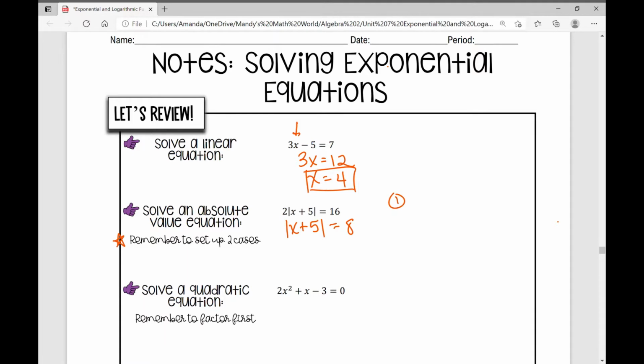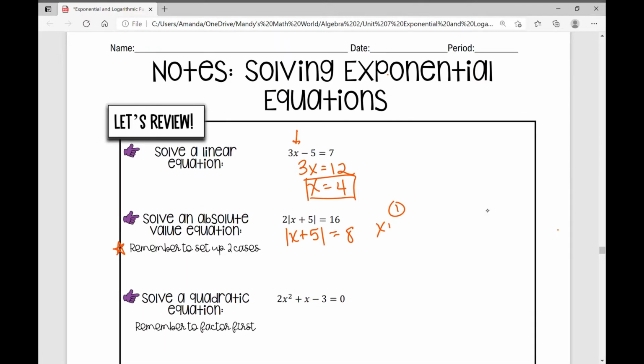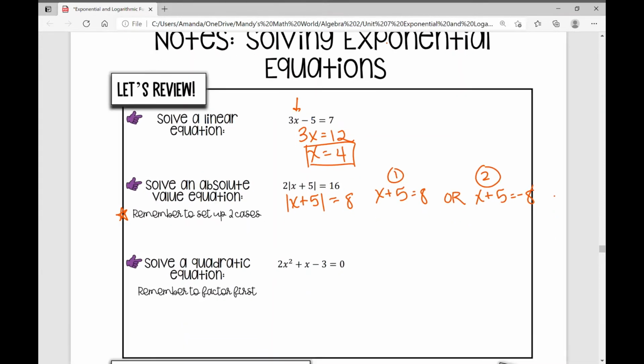Okay, the first case is going to be x plus 5 equals 8. And the second case is going to be x plus 5 equals negative 8. And I'm going to have an or in the middle there, right? Okay, so when I solve for the value of the variable in the first case, I subtract 5 from both sides, and I get x equals 3. There's one answer choice. Or x could also be, subtract 5, and I get negative 13.